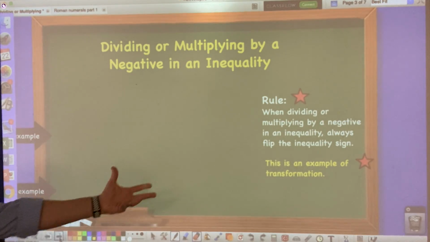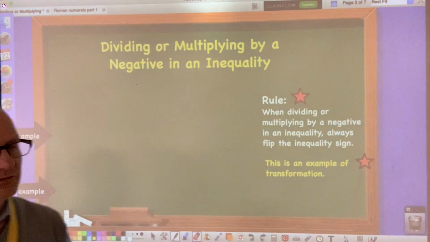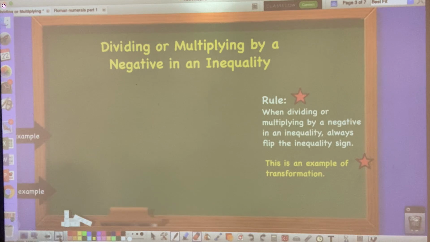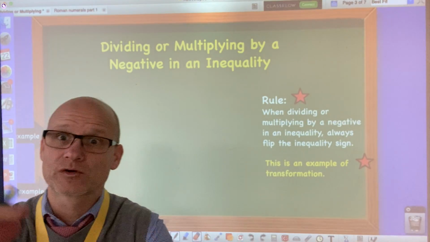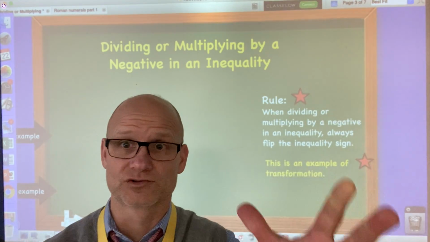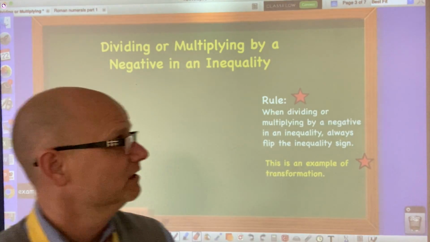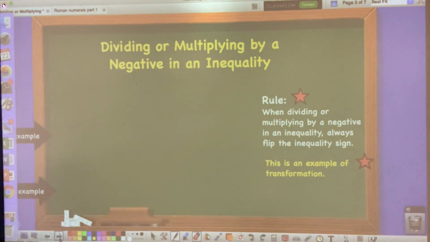So write this down. The rule: when dividing or multiplying by a negative in an inequality, always flip the inequality sign. And this is an example called transformation. You are transforming the inequality. It kind of gets flipped. Okay, so write that down. Press pause if you need to.